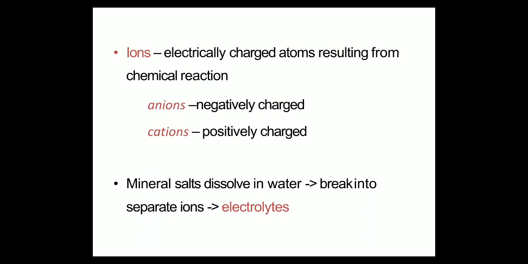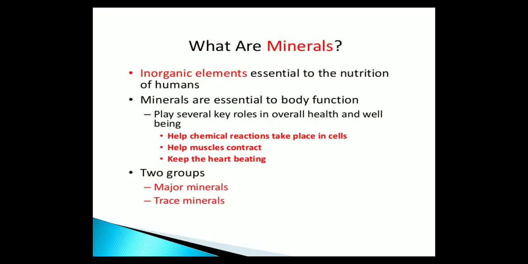Let's see. What are ions? Electrically charged atoms resulting from chemical reaction. There are two types of ions. First, anions that are negatively charged, and cations that are positively charged. Next, mineral salts dissolve in water and break up into separate ions called electrolytes. What are minerals exactly? Inorganic elements essential to the nutrition of humans.